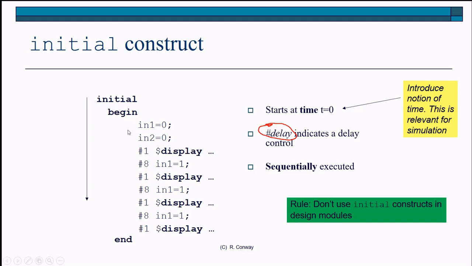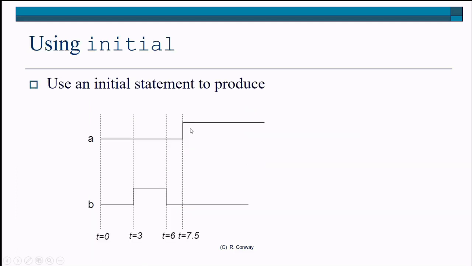A common requirement with test benches is to generate test signals that we can use to test our design modules. Let's say we have 2 reg variables, A and B, and we want to generate a waveform such as the one shown here. To generate this waveform, we can use an initial construct. We start with the keyword initial, and we use a block to group a number of statements together following the initial, and the block begins with the keyword begin.